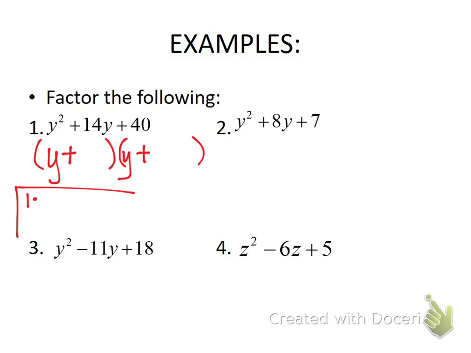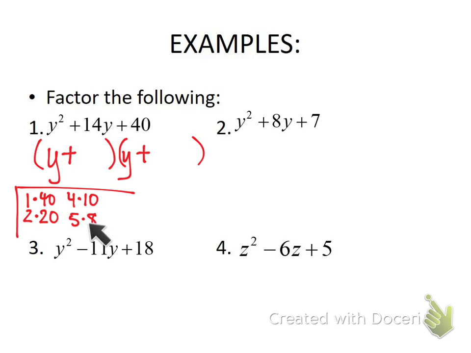1 times what? 40. 2 times? 20. Can I multiply 3 by something? No, you cannot. So I'm going to skip 3. I go to 4. 4 times? 10. What about 5? 5 times 8. What about 6? 7? 8? Yes, 8 times 5. What am I trying to multiply to? 40. So 8 times 5.